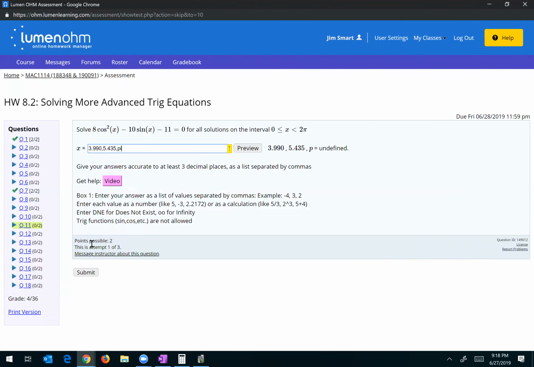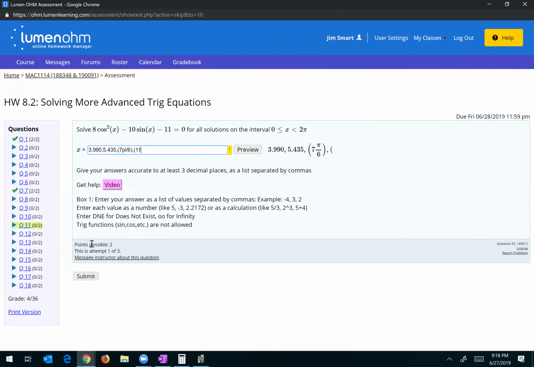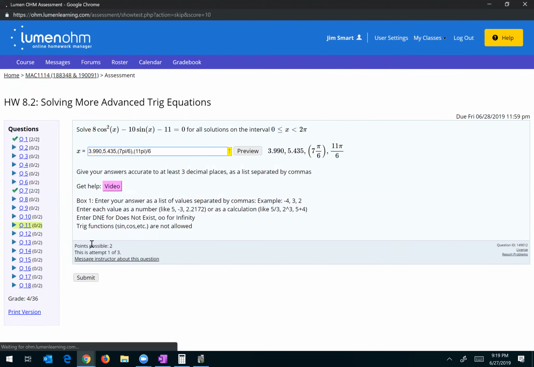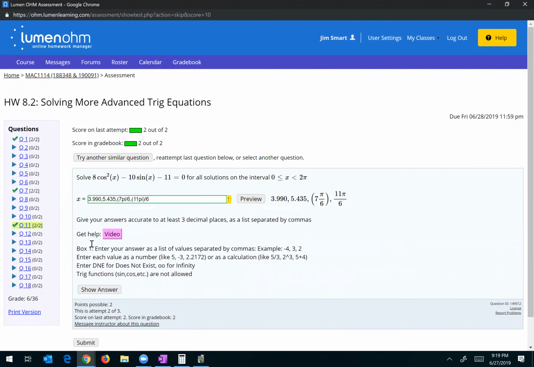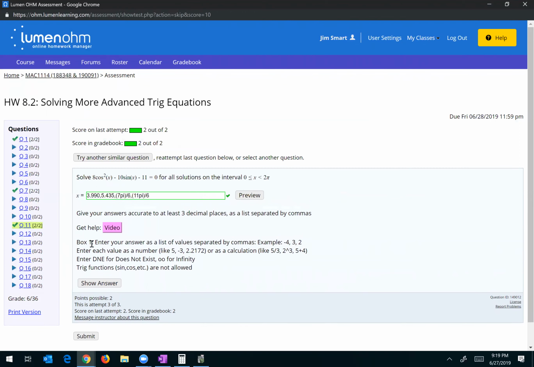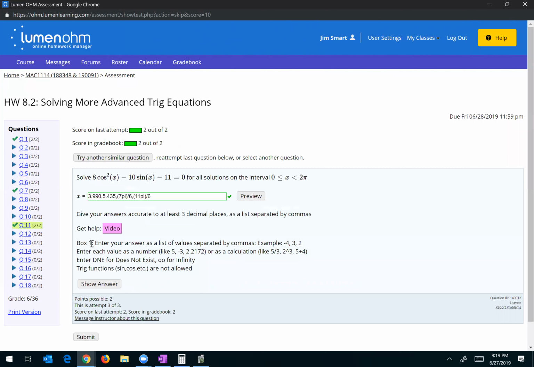I'm going to see what happens if I put 7 pi over 6, 11 pi over 6. Oh, it gave credit for that. Perfect. I put the parentheses not where I wanted them, but the answer was equivalent. There we go. So it took the exact answer for 7 pi over 6 and 11 pi over 6.